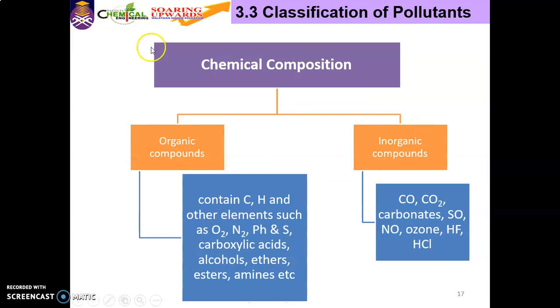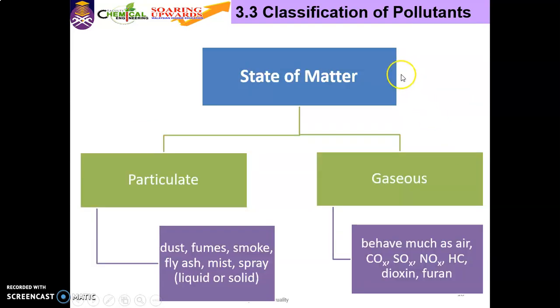Okay, chemical composition can divide into two: organic and also inorganic compounds. Okay, so organic of course contains C and H. So for inorganic, example, ozone, okay, carbon monoxide, carbon dioxide. State of matter, so the pollutants can be either in particulate form or gas form. Okay, so for particulate, depends on the sizes, either in form of dust, fume, smoke, fly ash, mist, or spray. And for gases, depends. Okay, so these are example for gas.